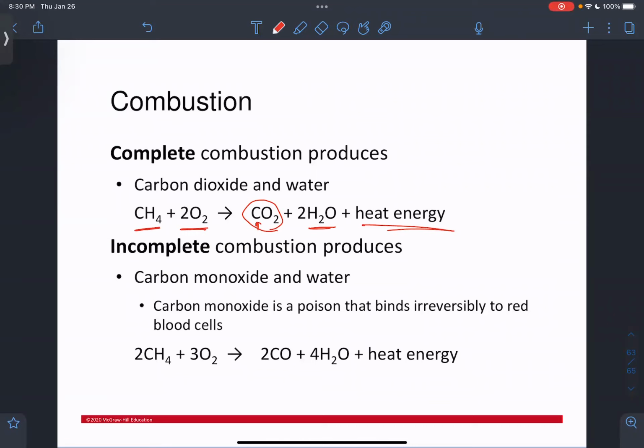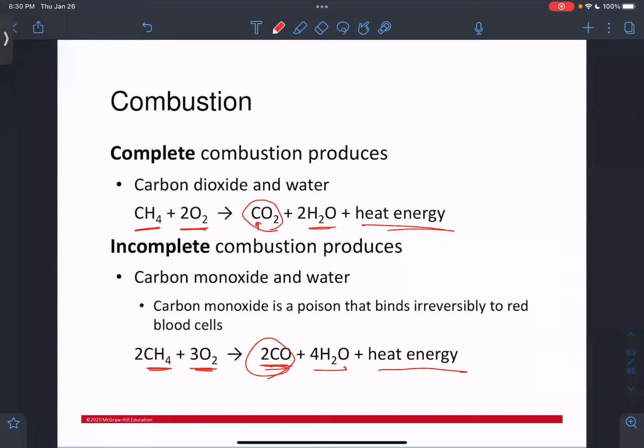You also have incomplete combustion. Incomplete combustion is very similar. You start with a hydrocarbon and you combust it in the presence of oxygen, but it doesn't go all the way to carbon dioxide. You end up making carbon monoxide. And this is why you should never be in your garage with your car running, because you can get carbon monoxide poisoning from the exhaust of your car. So your car is going to undergo both complete and incomplete combustion. It's also going to make water and heat energy.